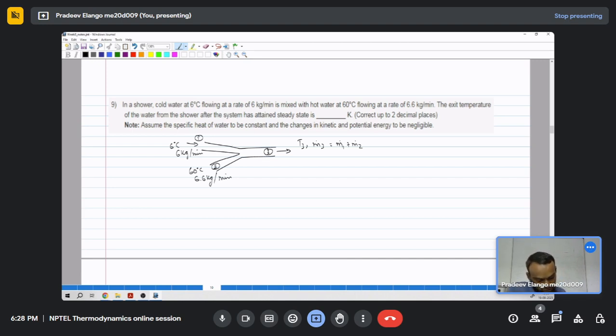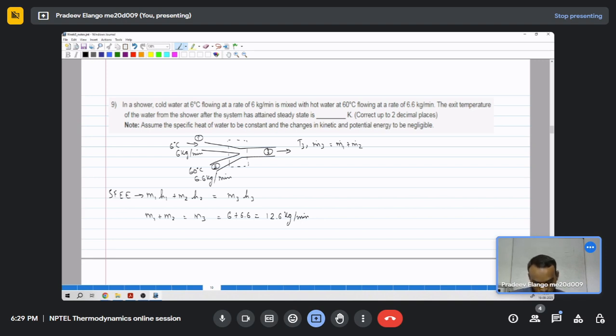In this case, if you take this as a control volume, we have m1 h1 plus m2 h2 is equal to m3 h3, and this is from the steady flow energy equation, neglecting the other terms which are negligible, and based on law of conservation of mass, we have m1 plus m2 is equal to m3. So m3 can be found out as 6 kg per minute plus 6.6 kg per minute, so this is 12.6 kilogram per minute.